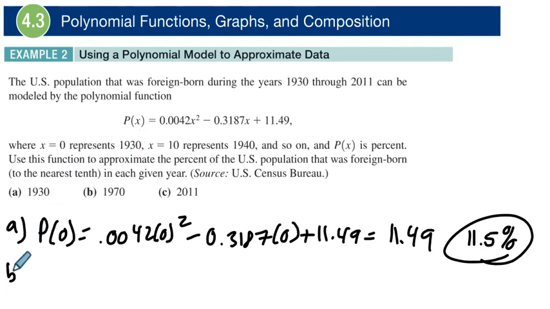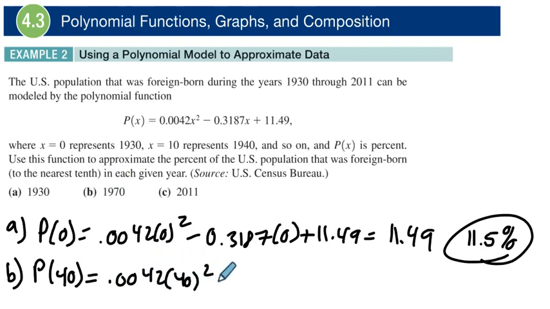Now we could do the same thing for part B. It says in 1970. Well, the distance from 30 to 70 is 40, right? So that means it's going to be P of 40. That's how we're going to calculate 1970 right here, because we have to count from 0. From 30 to 70 is 40. So I'm just going to do the exact same thing, but I'm going to plug in 40. And I'm going to do this all in my head and see if I can get it right.